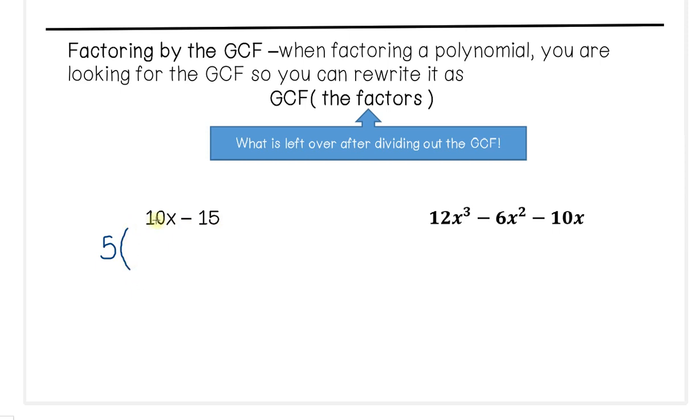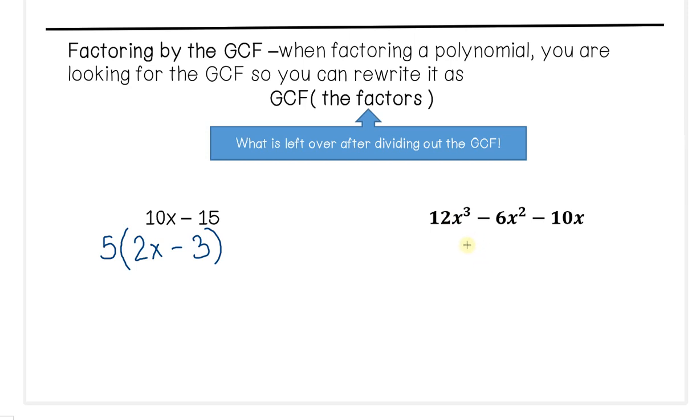Now we divide it. 10 divided by 5 is 2, and we still have our x. Then negative 15 divided by 5 is negative 3. So we just factored by the GCF. So the outside number is your greatest common factor. Your inside is what you factored out and what you're left over with.